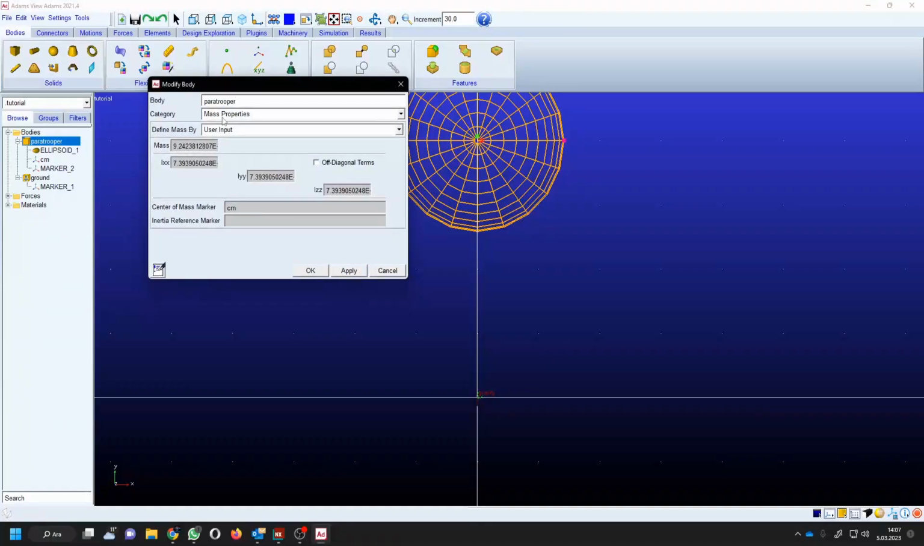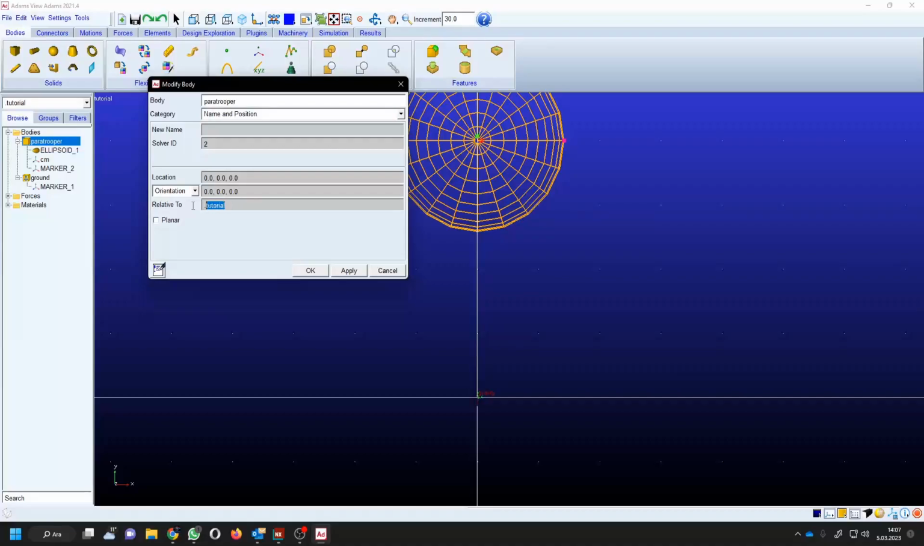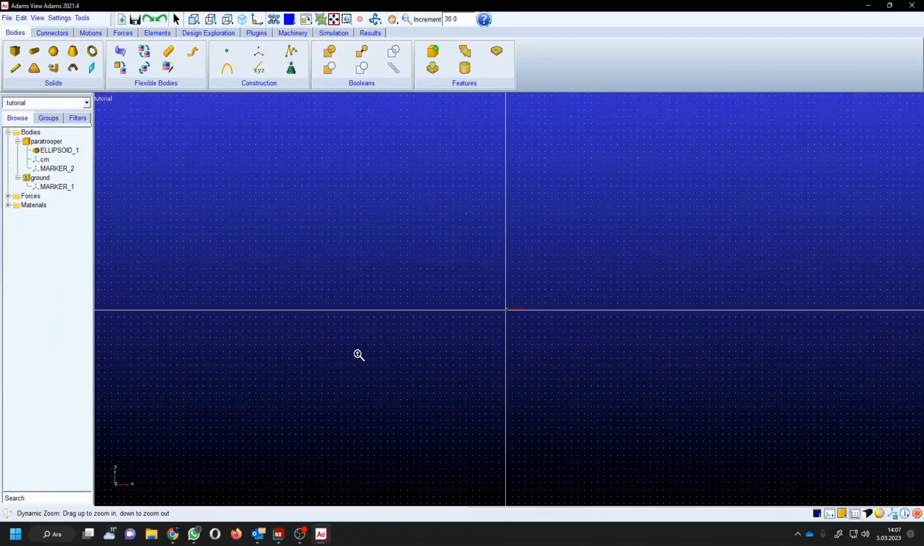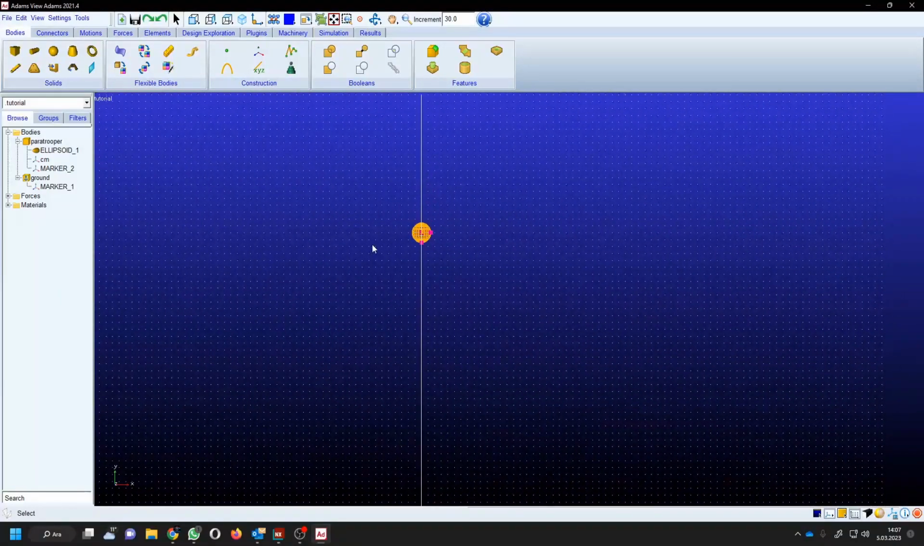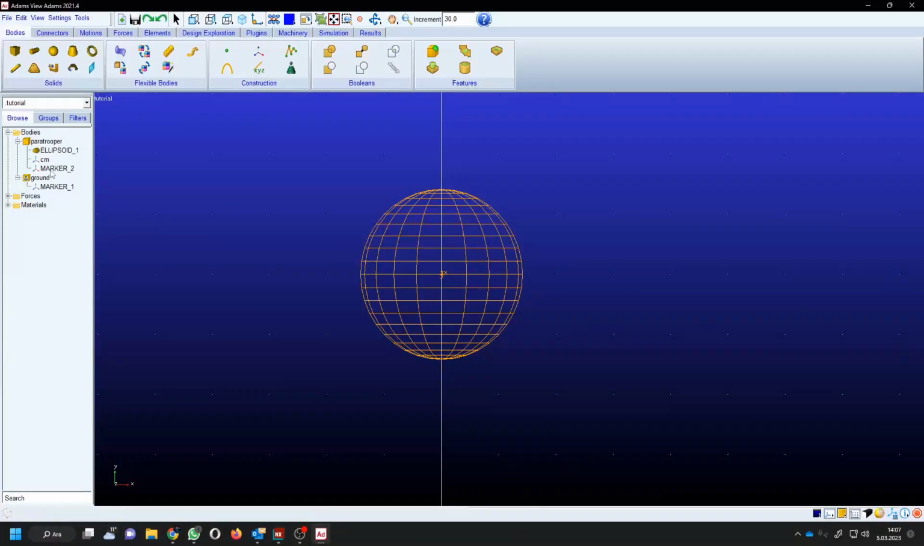And I also will modify my part's position with respect to the center of mass inertial marker. My reference frame will be CM. Okay. Now my body is at the same location as its inertial frame. I can clear or delete this marker too, but I don't have to do that.